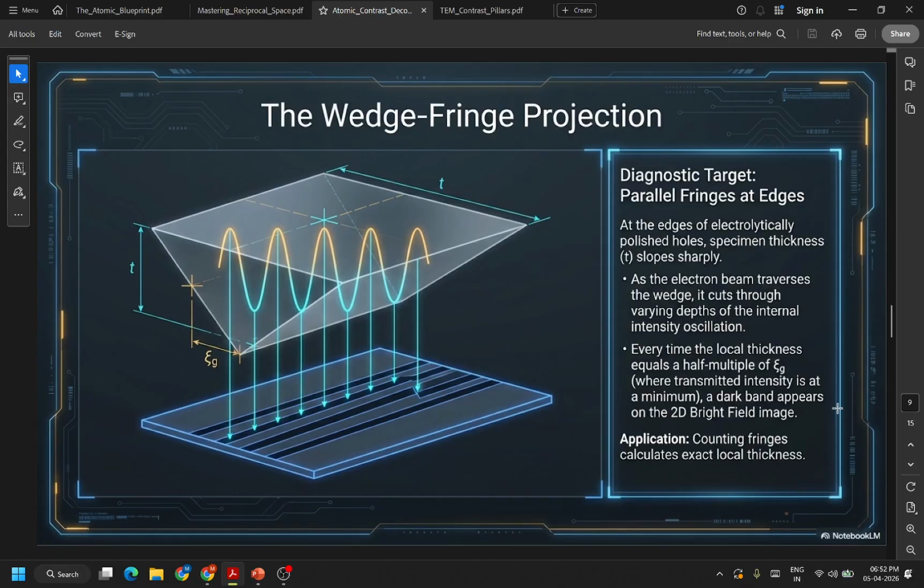So if we have a hole in your sample, there will be a wedge with varying thickness, and this varying thickness will result in fringes between the diffracted beam and the undiffracted beam, and by counting these fringes we can get the thickness at the region.